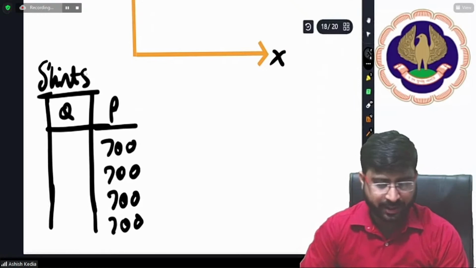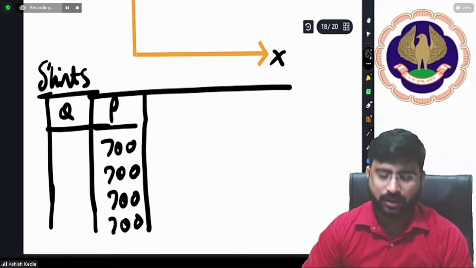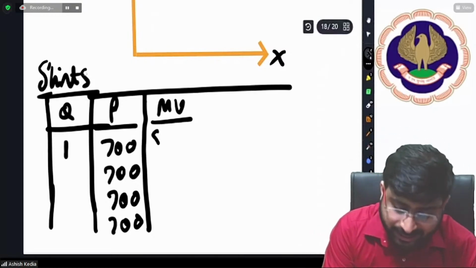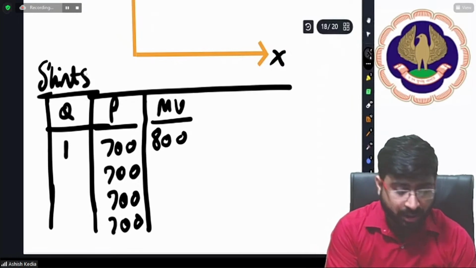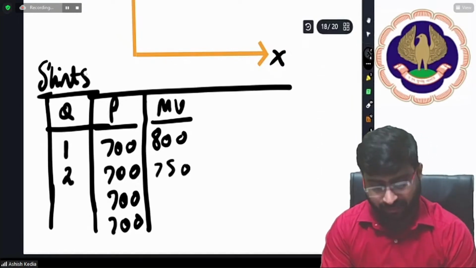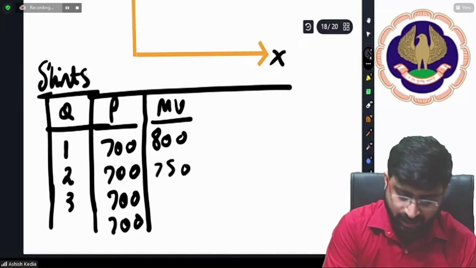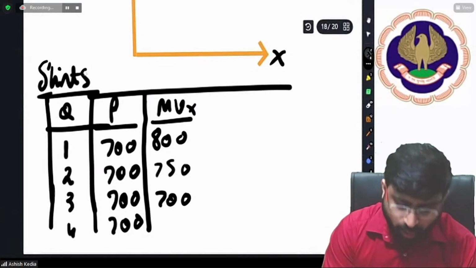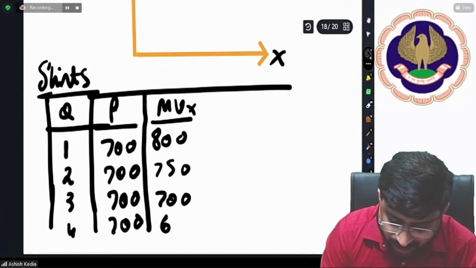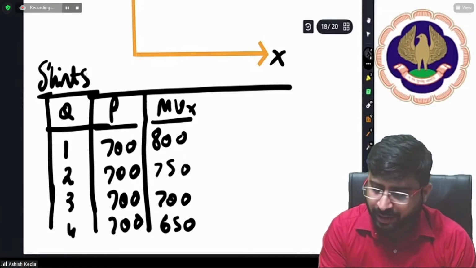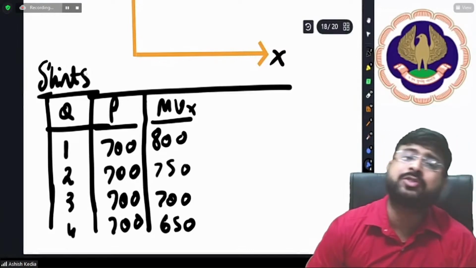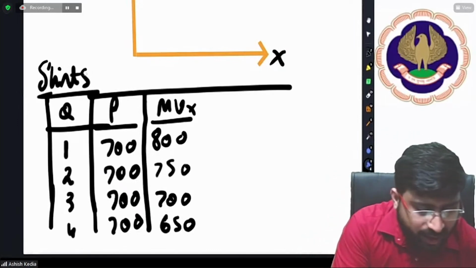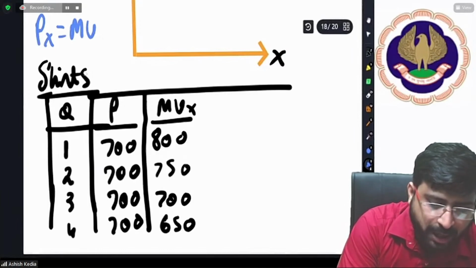Now let's talk about satisfaction level. In the first shirt, the additional satisfaction that we derive is, let's say, 800. In the second shirt, it is 750. In the third shirt, it is 700 units. In the fourth shirt, it is 650 units. So my dear friends, here the equilibrium condition is, we will achieve equilibrium when price is equal to marginal utility.